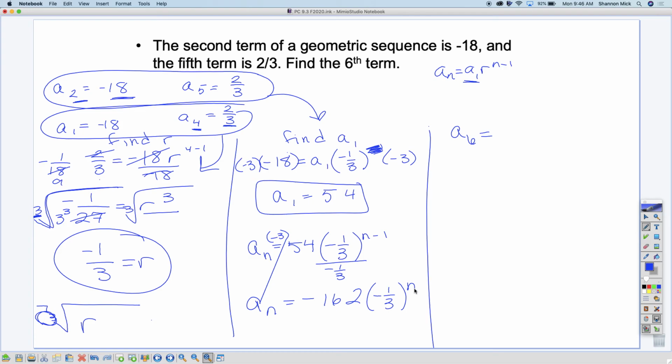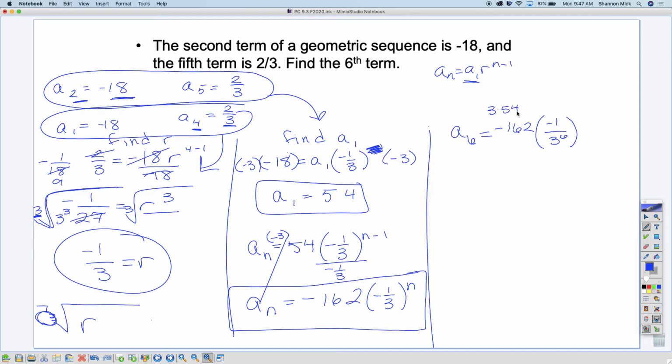Okay, so there's my equation. I need to find what? A sub 6. So I have negative 162 times negative 1 over 3 to the 6. You have to find out how many 3s are in 162. For just a second, first of all, we took 162 times 3 to get 54, yes? So I got 3 times 54, if that helps us where to start.